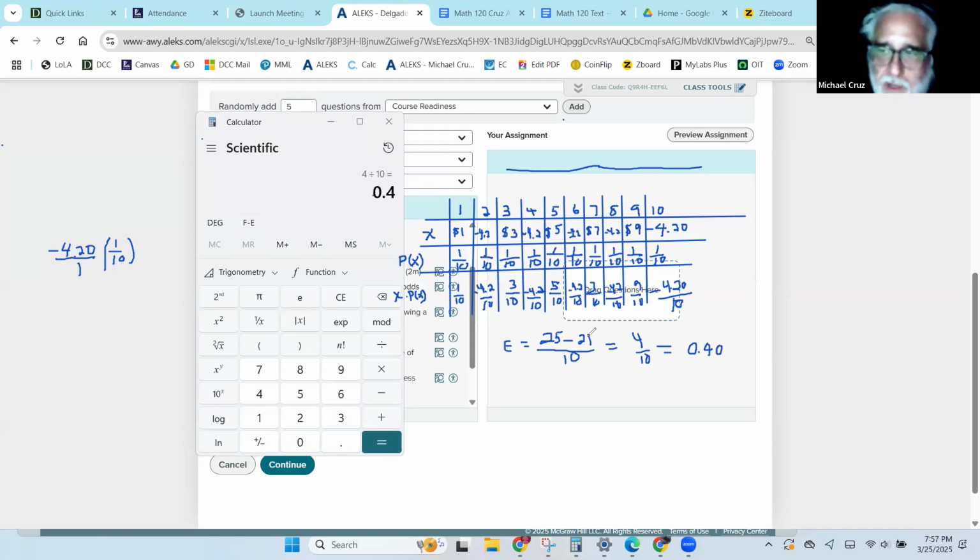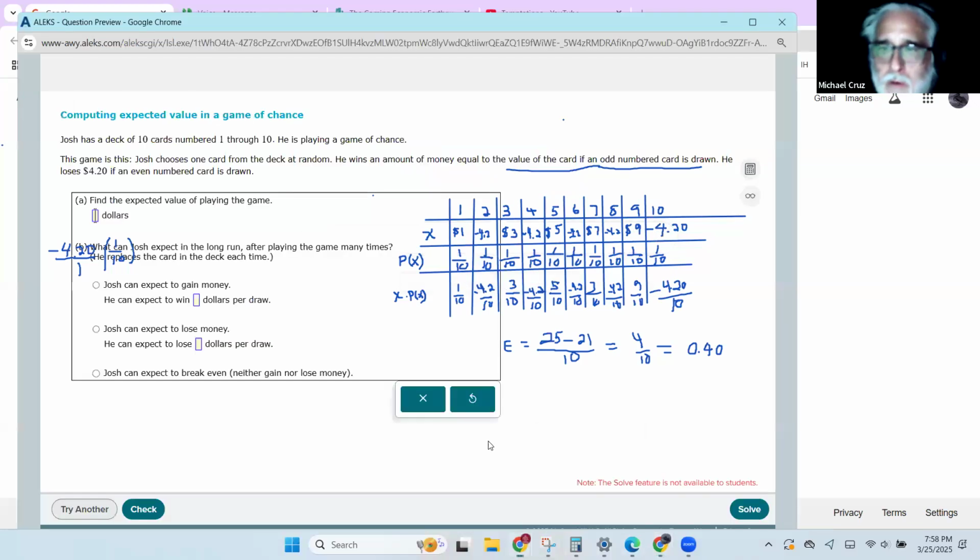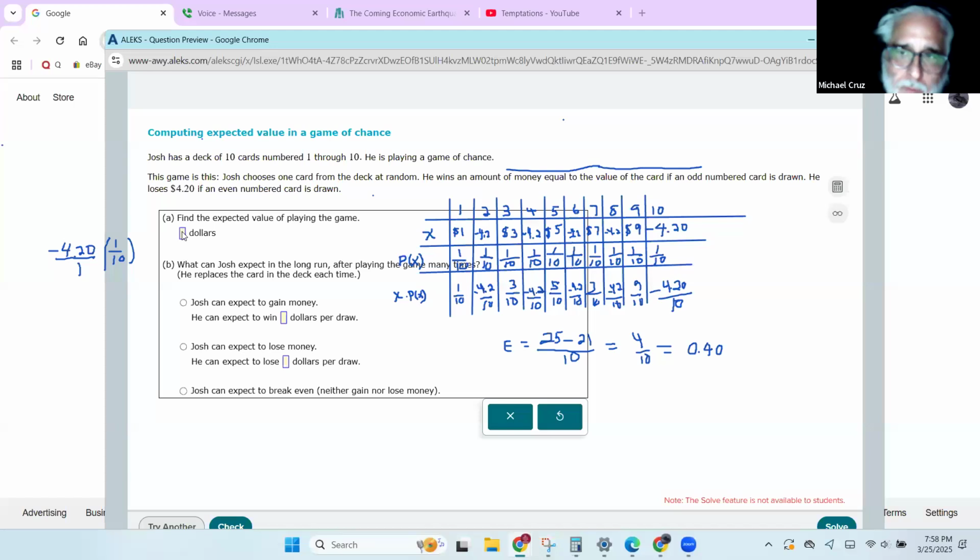Since the positive one is smaller than the negative one, that's why it comes out to 40 cents positive. So then we're going to put over here our expected value. It can be negative, but in this case it's positive. So $0.40, that's the same thing as 40 cents. Since it's positive, he can expect to gain money and he will win 40 cents.